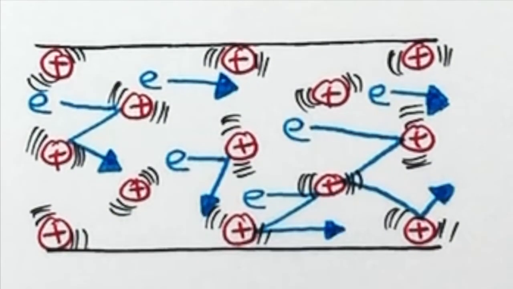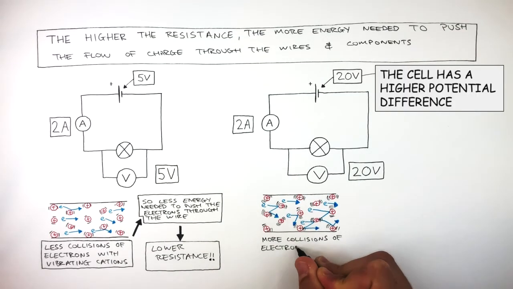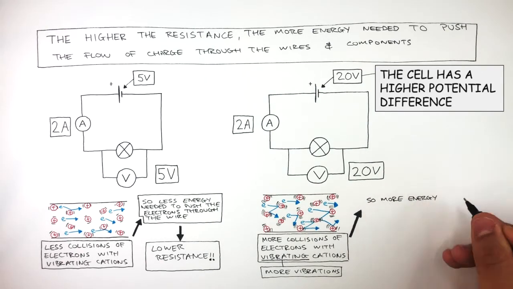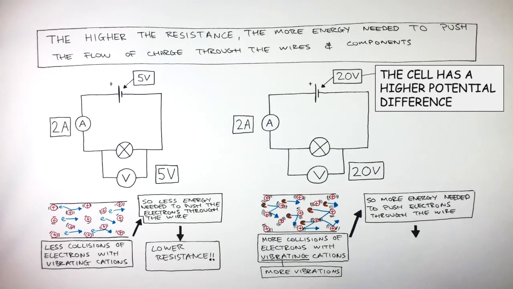And as the electrons flow through the metal wire, they collide more frequently with these vibrating metal cations. So to achieve the same current, a larger potential difference is needed to force these electrons through the metal wire. So as there are more collisions of electrons with vibrating cations, where there are more vibrations in these cations, this means more energy is needed to push the electrons through the wire. Therefore, there is going to be a higher resistance in this circuit.